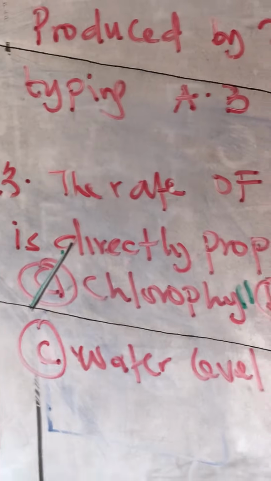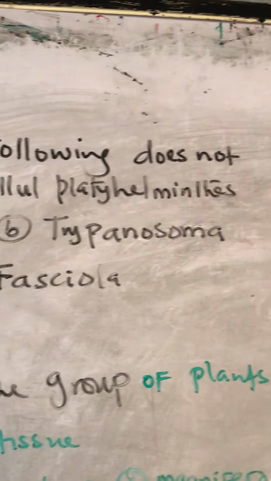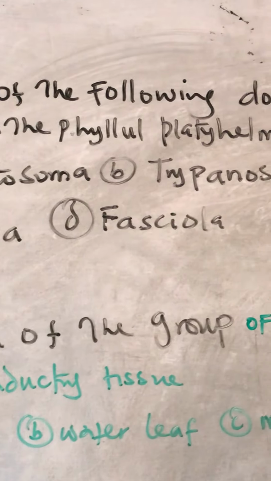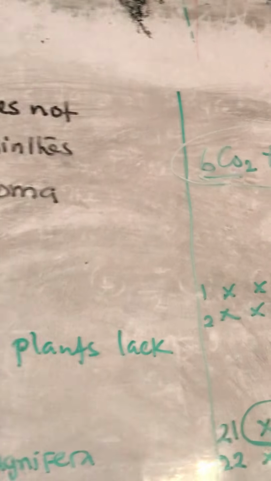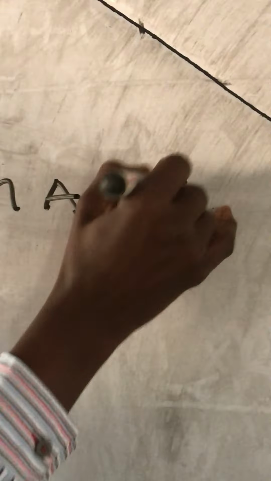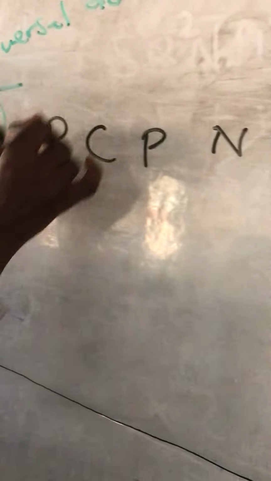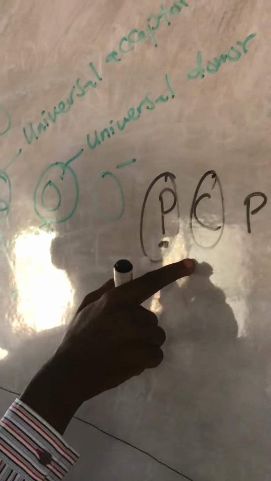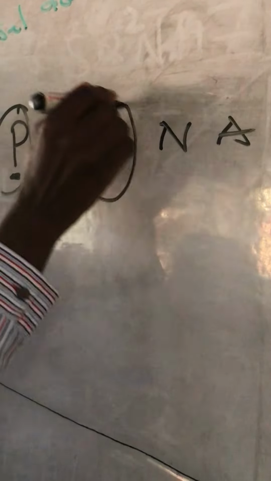Now, question 4. Which of the following does not belong to the phylum Platyhelminthes? This question has to do with the invertebrate aspect of living organisms. Remember, we have what we call the PCP mic. PCP what? Mic. Now, what we have here, this is what we call the protozoa. We have the cnidarians here. We have the Platyhelminthes.